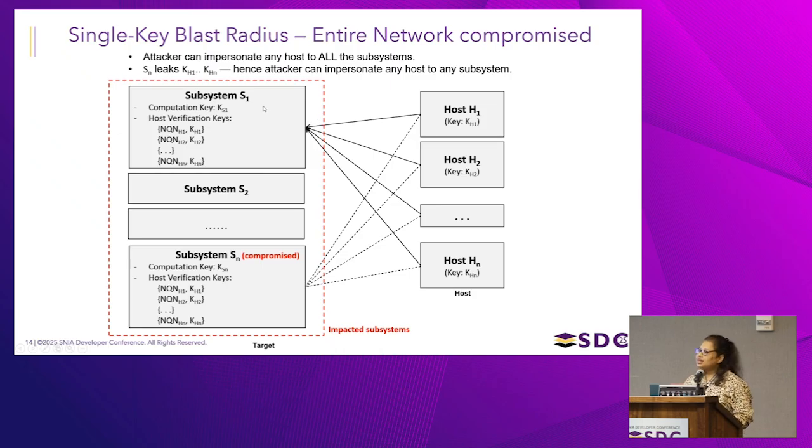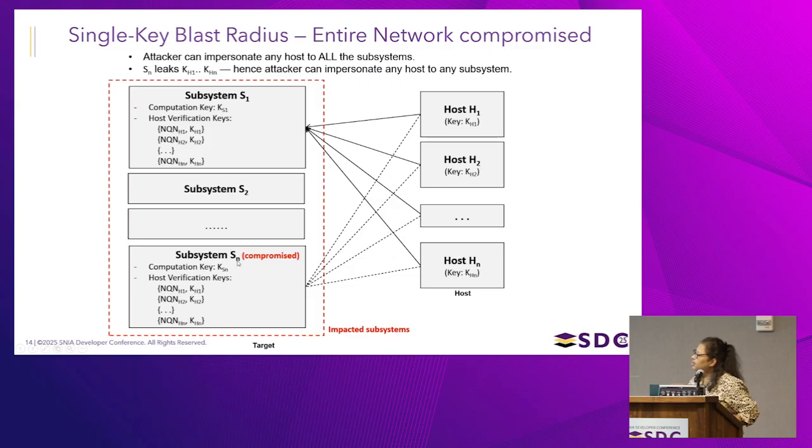So what is the security challenge in a single key? Consider a case where this subsystem N is compromised. In single key, since it has the list of all the host keys, assume an attacker has attacked this subsystem. Say H1 is an attacker. Now it can pretend to be any of these hosts, because it has the right key. I'll show this in experimental results also.